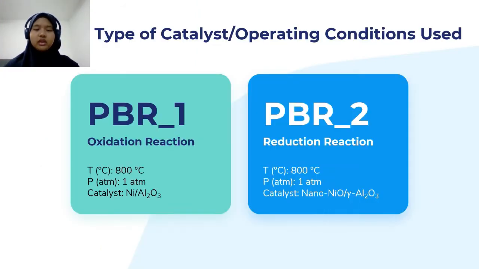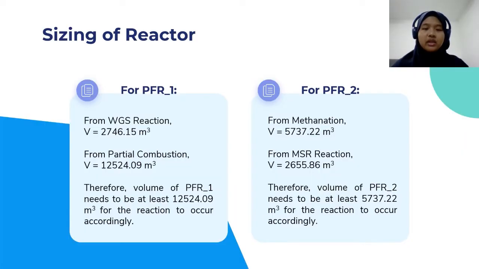Both oxidation and reduction reactions occur in the 2 PBRs at the same temperature and pressure, which are 800 degrees Celsius and 1 atm respectively. However, the type of catalyst used is different, which is as shown in the slide. As for the sizing of the reactor, from the calculation, it is found that the volume of PFR1 and PFR2 needs to be at least 12,524.09 m3 and 5,737.22 m3 respectively in order for the reaction to occur accordingly.